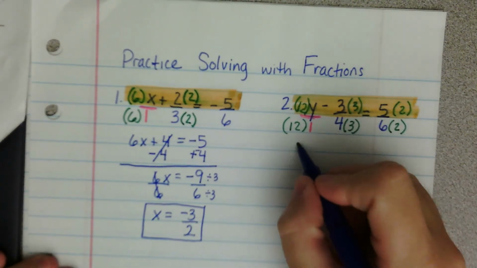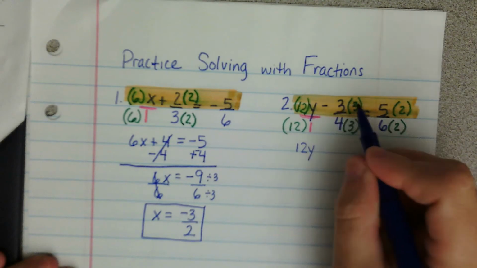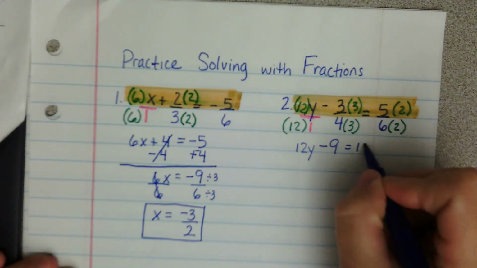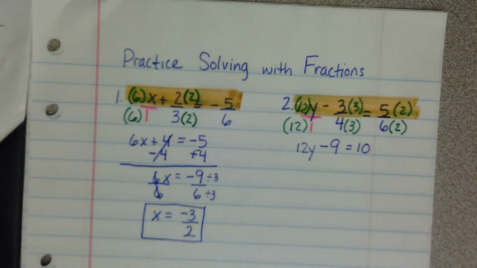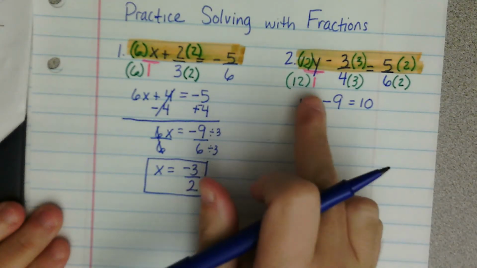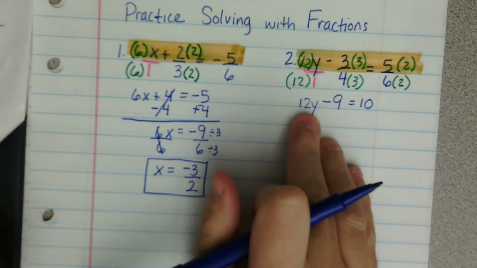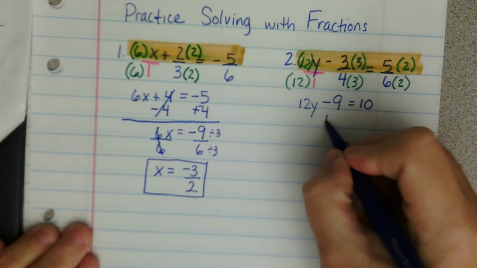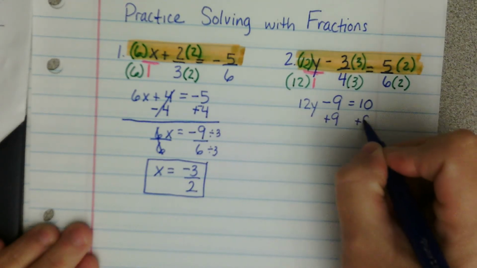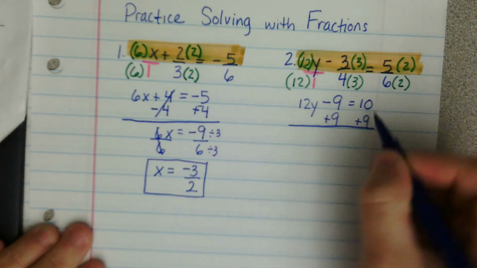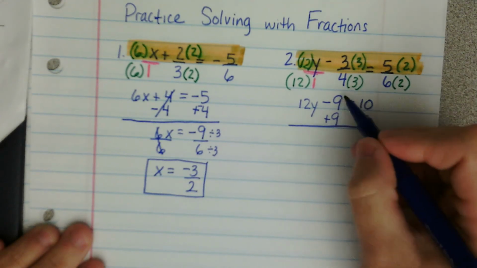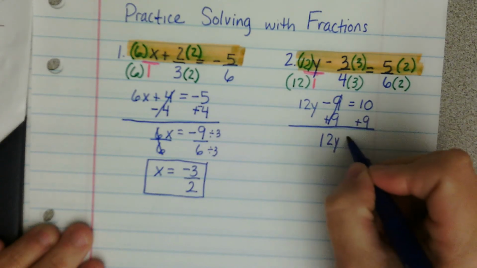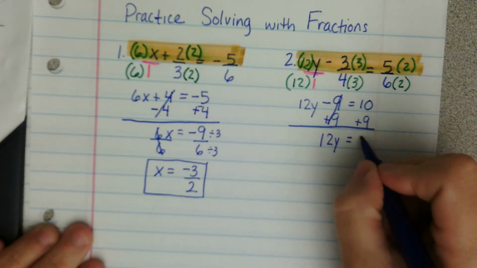12 times y is 12y. Negative 3 times 3 is negative 9. And 5 times 2 is 10. Then I'm going to solve this for y. In order to solve it, I've got to do inverse operations. So my additive inverse is plus 9. I got to go plus 9 on the other side of equals to get the 9 out. Negative 9 plus 9 cancels. Bring your 12y down. Bring your equal sign down. And 10 and 9 is 19.